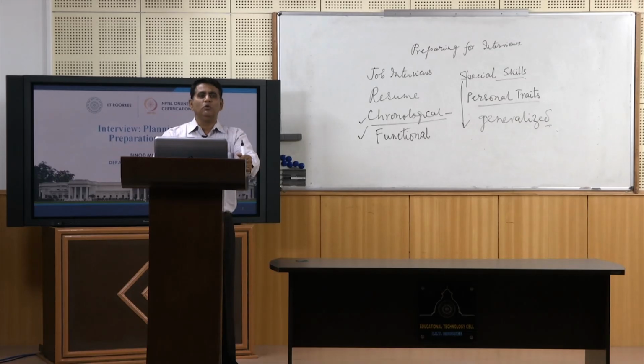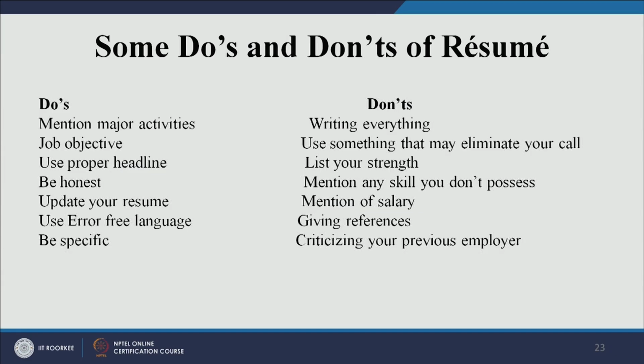Now, some do's and don'ts. Here you have to see what are the things that you should do when planning to write a resume, and what are the things that you should actually avoid. So, you have to mention all the major activities, job objective, use proper headlines, be very honest, and estimate yourself properly. And especially for those people who are applying for jobs frequently, they have to keep updating their resume from time to time. You have to be specific.